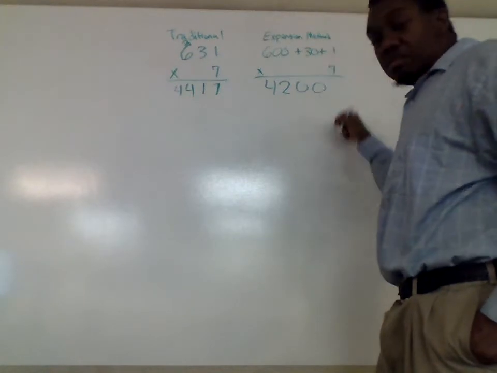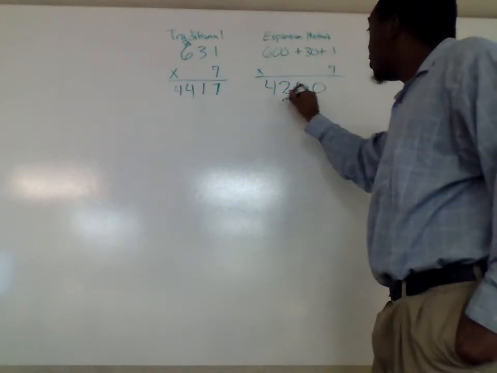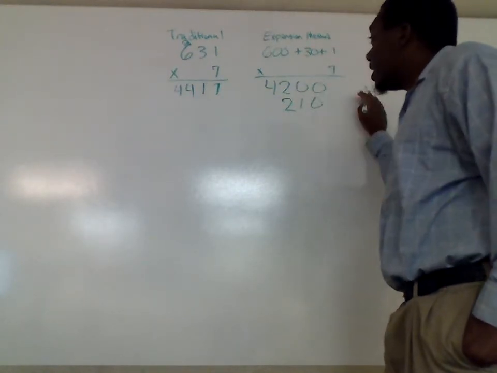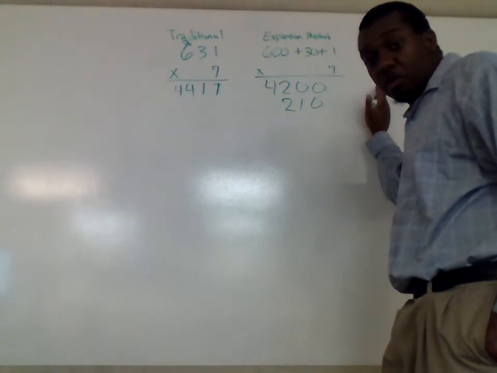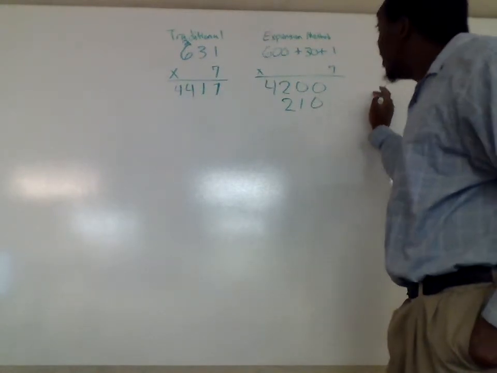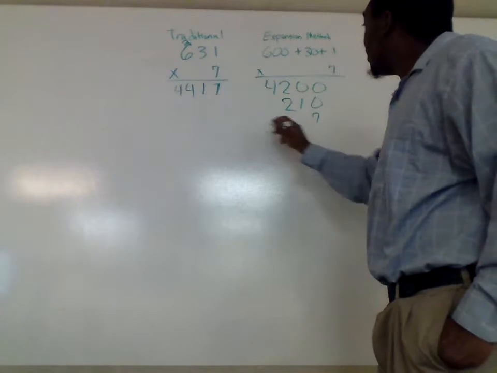Next, we have 7 times 30. 7 times 30 is 210 because 7 times 3 is 21. We have 1 0, put it at the end. And then 7 times 1 is 7.